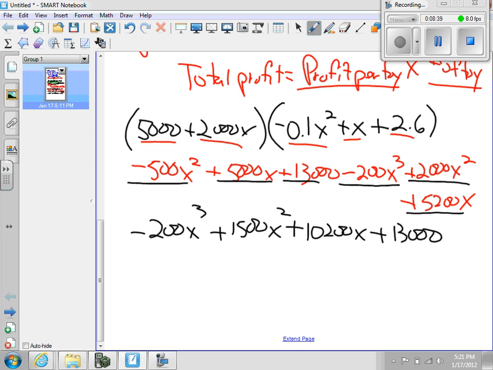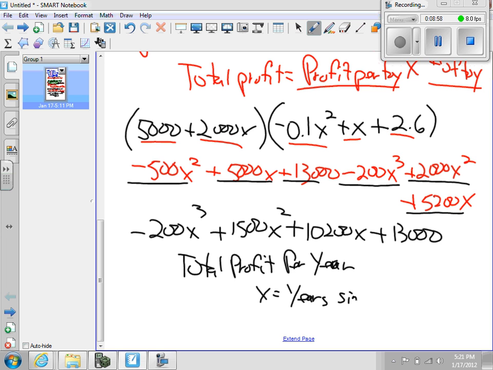That's the formula for total profit per year. X is equal to years since 2000.